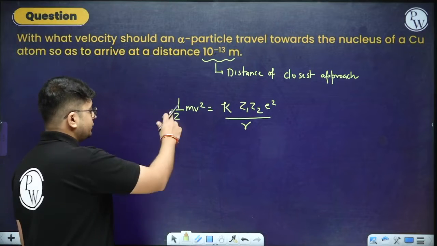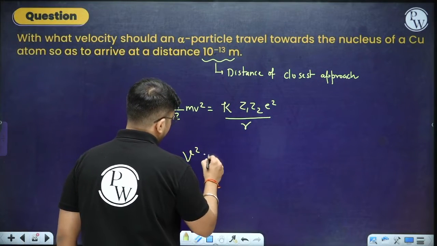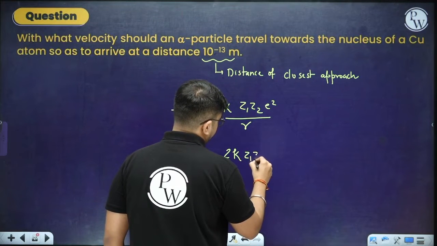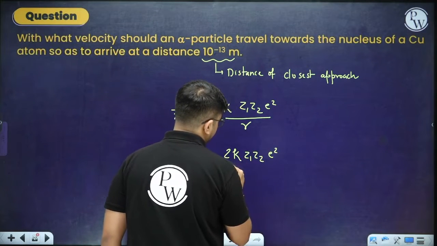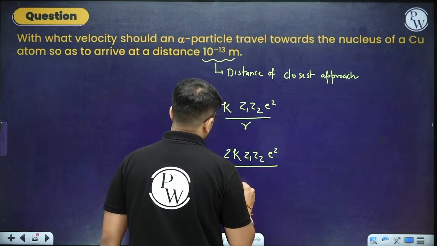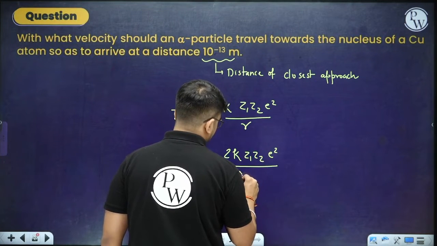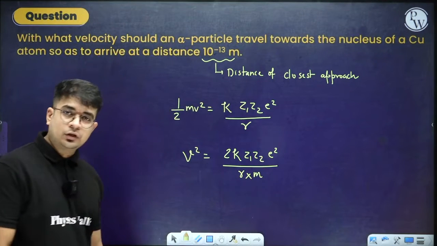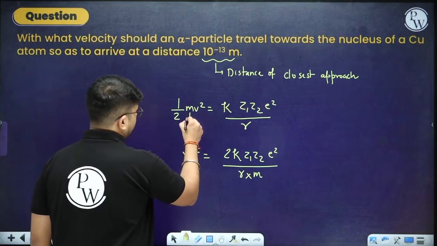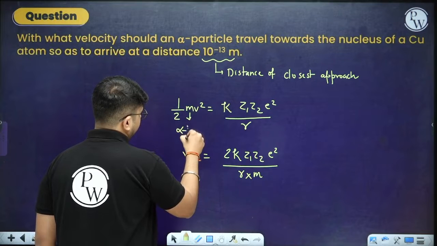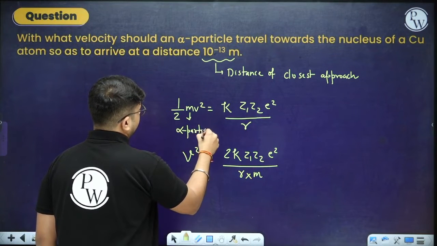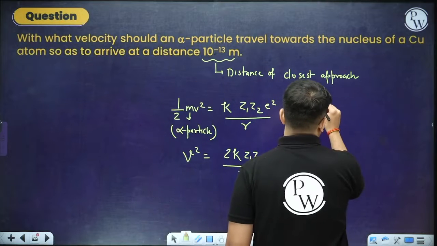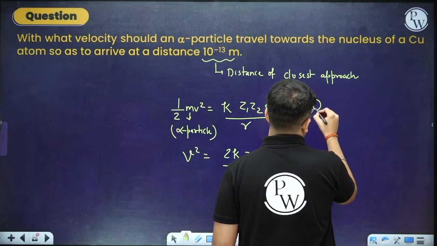Okay. Now in this case, we have to calculate the v square. So v square will be equal to 2k Z1 Z2 e square upon r multiplied by m. Okay. Now in this case, this is the mass of alpha particle. This is for alpha particle. Okay. So in this case, I can say that we have alpha particle. This is the alpha particle.